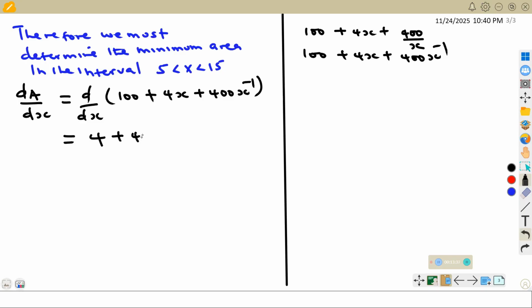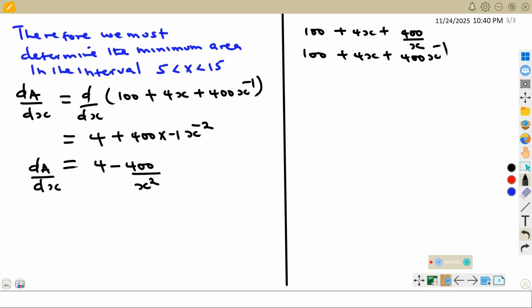So it will be 400 times the negative 1. Then reduce the power by 1, it becomes negative 2. So this is 4 minus 400, then divided by, so we are dividing by x squared. So this is our dA dx.